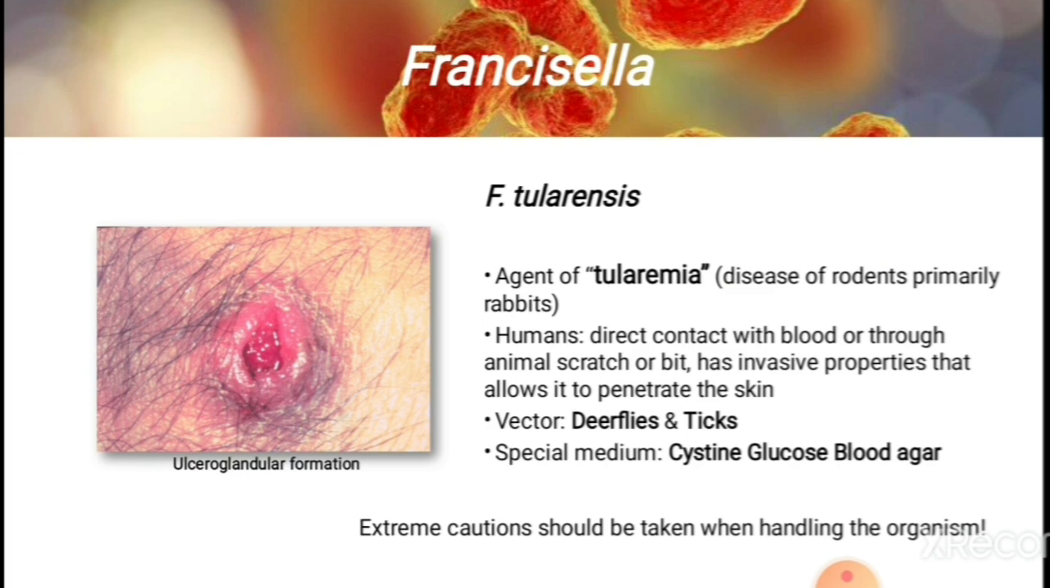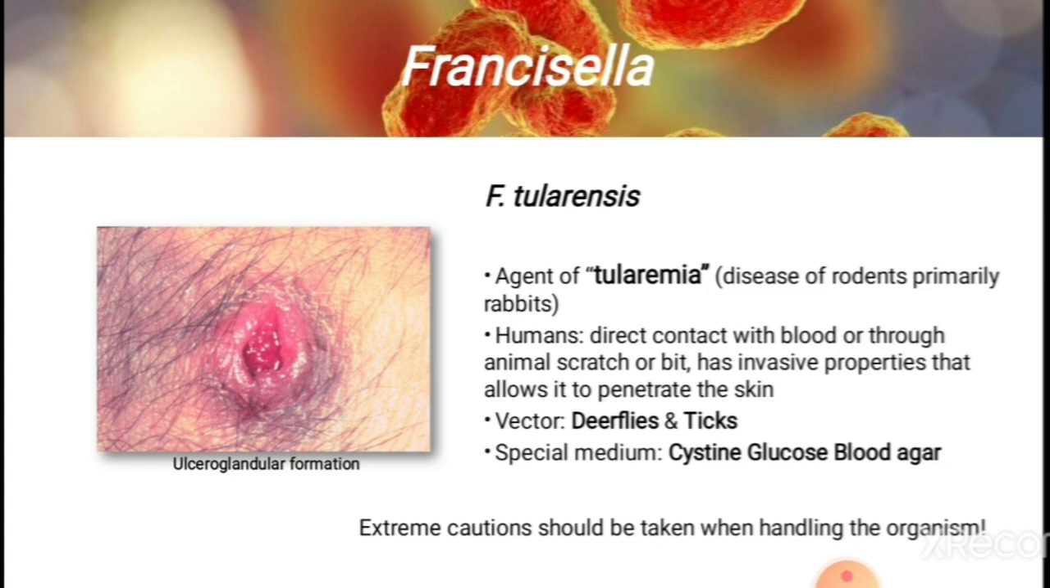How do we get this one? If you have direct contact with the blood, or through animal scratch, or you have been bitten, it has invasive properties that allow it to penetrate the skin. Vectors for our Francisella tularensis are deer flies and ticks, and the special medium is our cysteine glucose blood agar. And of course, the same with our Brucella, extreme caution should be taken when handling the organism.